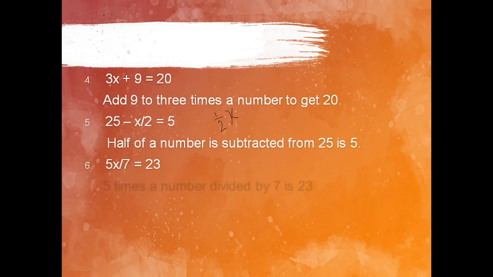Then the next equation is 5x divided by 7 equals 23. This is the equation, and we can write it in the form of a statement as: 5 times a number divided by 7 is 23. So this is how we have to convert an equation into the form of a statement.